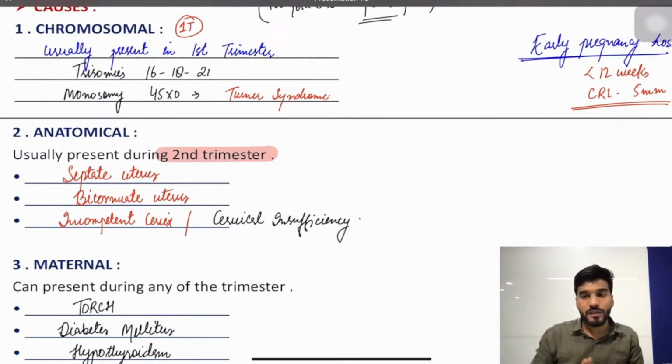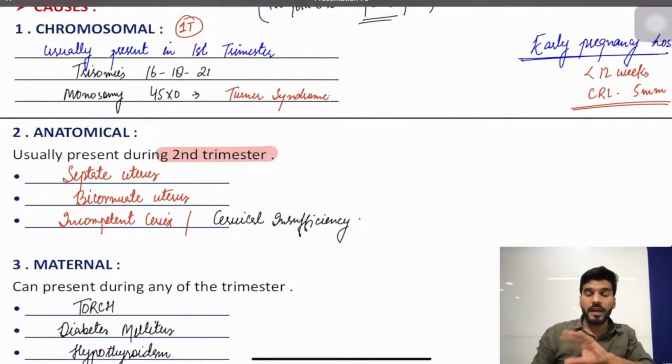Third is incompetent os. There is a short cervix less than 2.5 centimeter or less than 25 mm, which is also called cervical insufficiency. Treatment, you have to apply the cerclage at 12 weeks and remove the cerclage at 37 weeks. The most common cerclage used is going to be the McDonald's cerclage. Above that is Shirodkar, above that is transabdominal cerclage.